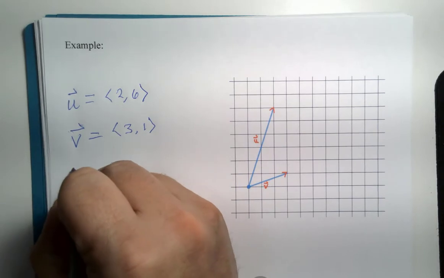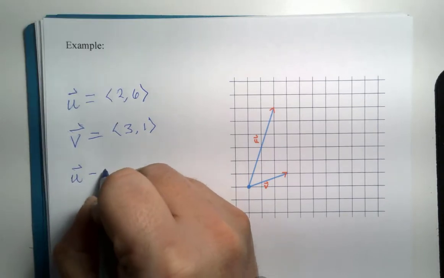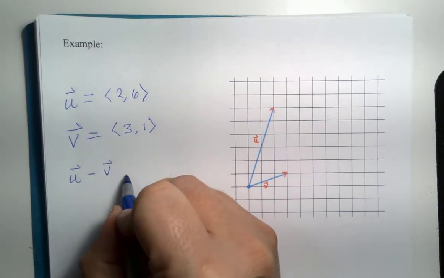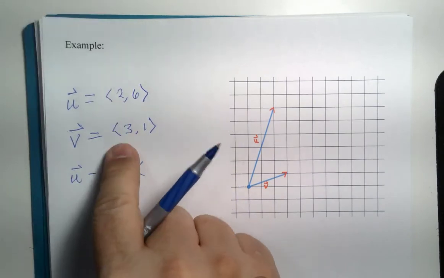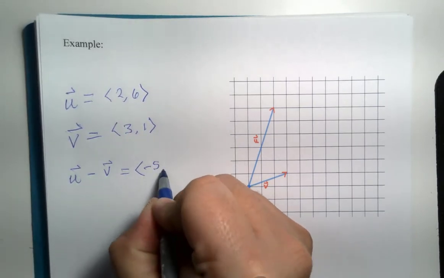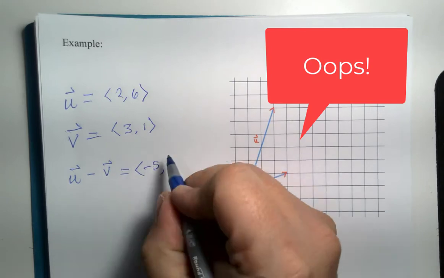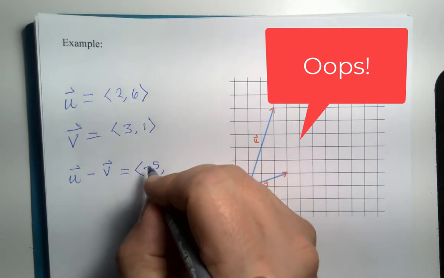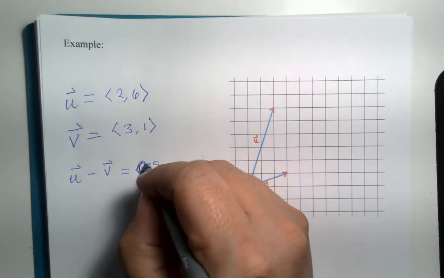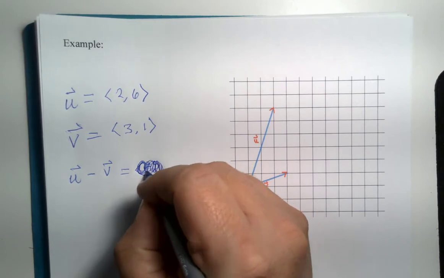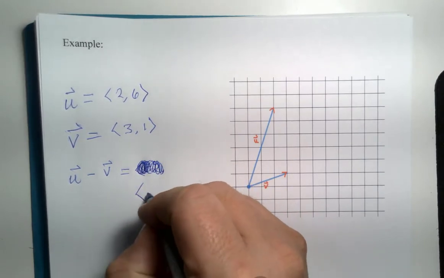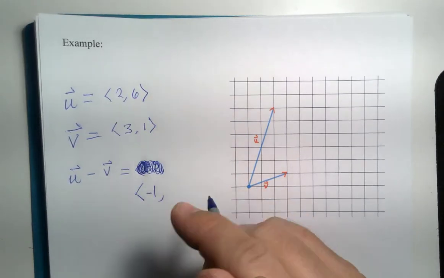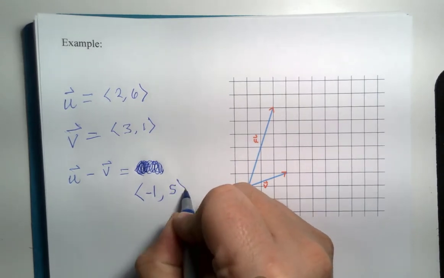If I do the subtraction, I will get 2 minus 3 is negative 1. 6 minus 1 is, oops, that doesn't say negative 1, does it? I'm not even going to reshoot this video. We're just going to fix it. Negative 1. 6 minus 1 is positive 5.